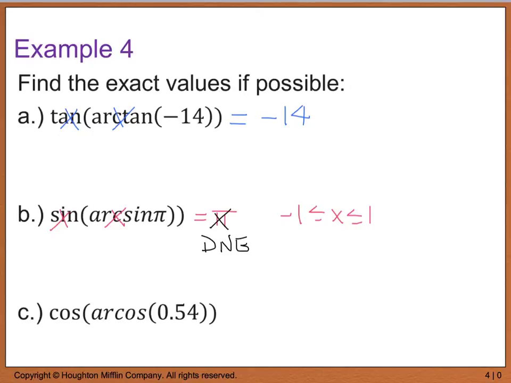Likewise, when I go to take the cosine of the arc cosine of 0.54, cosine and arc cosine are going to cancel. That's going to give us 0.54. And when I look at my domain for cosine, I know that I'm going to be in between negative 1 and positive 1. Therefore, 0.54 falls in between negative 1 and 1, so I am okay to keep that value.